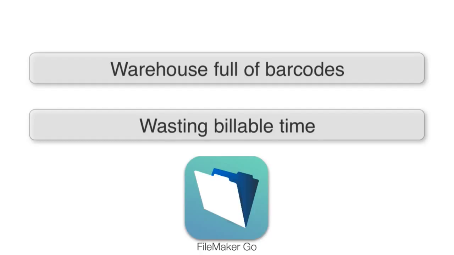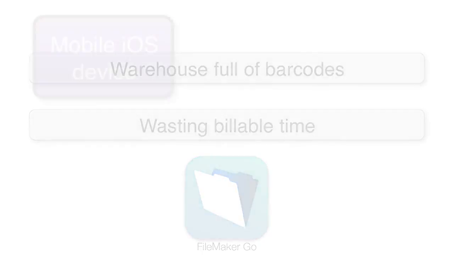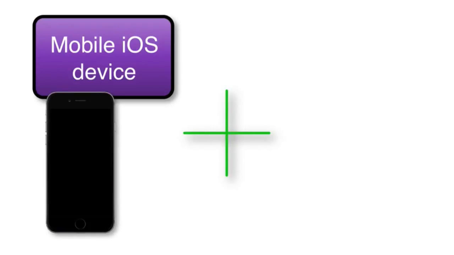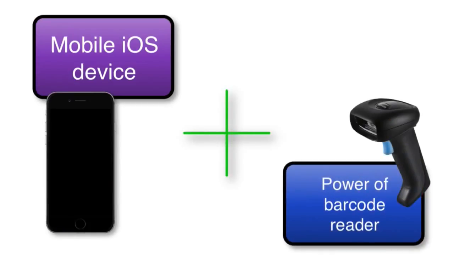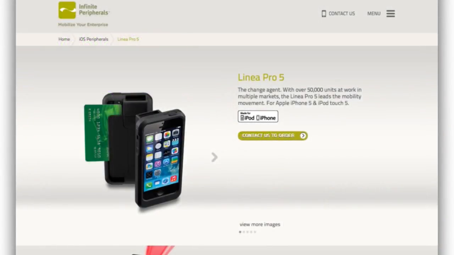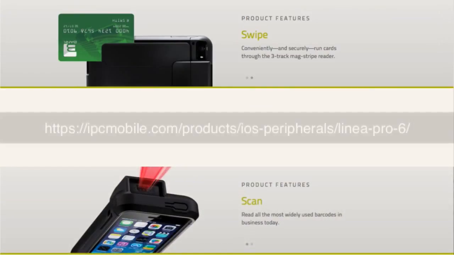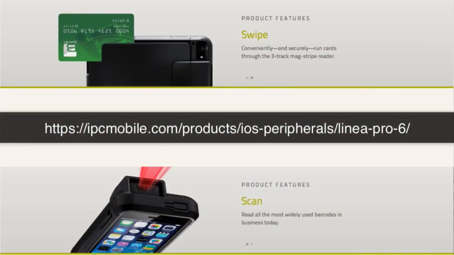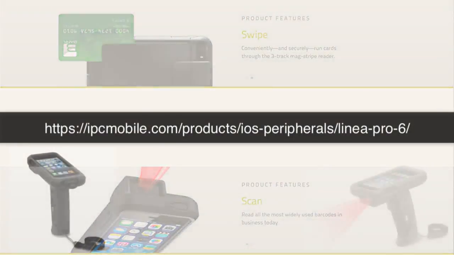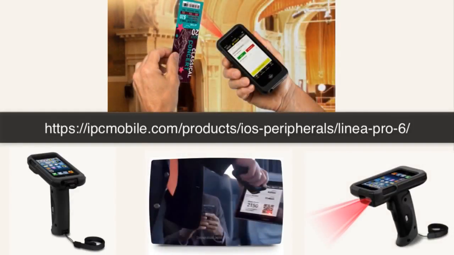In a situation where you want a mobile iOS device coupled with the power of a laser barcode reader for high-speed performance, you're going to want to look at something like Infinite Peripherals Linea Pro hardware, which attaches to your iPhone or iPad, which brings you a dedicated laser barcode reader to your iOS devices.